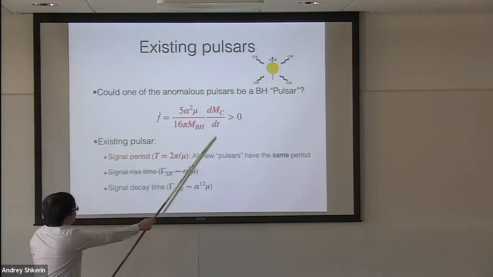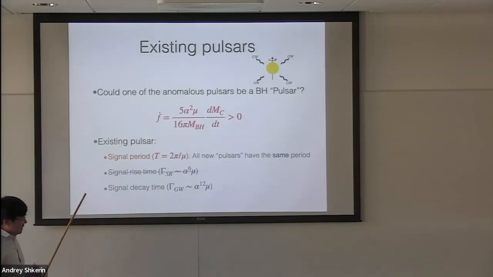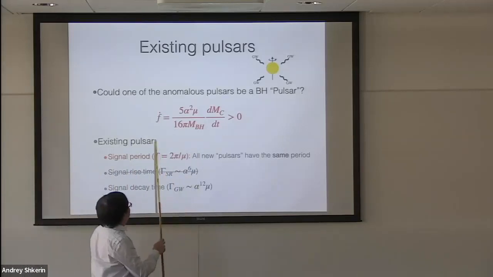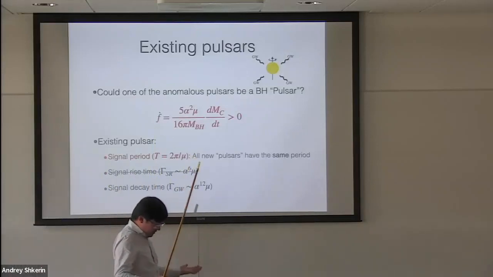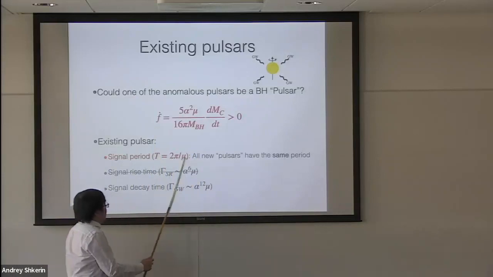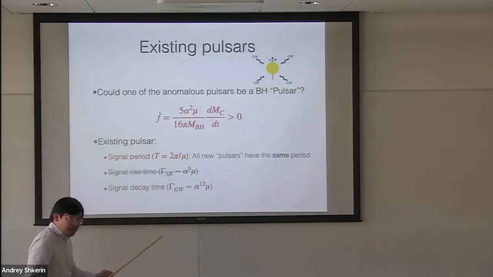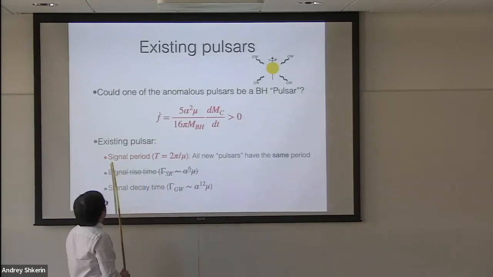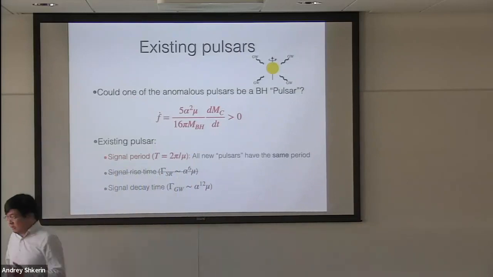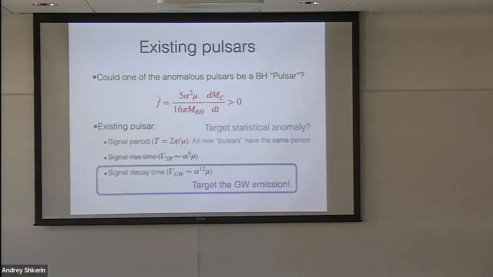So that's one thing. F dot is always bigger than 0, compared to normal pulsars where F dot is always smaller than 0. The other thing is that all of the pulsars we are interested in have a pulsating period, which is set by the dark photon mass, which is the same across all different pulsars. So we should expect all the fake pulsars to have exactly the same period. These are basically the two ways that we use to select the pulsars that we are interested in.